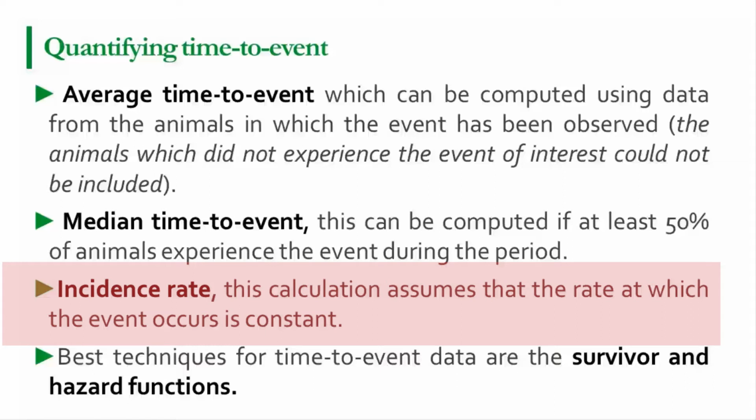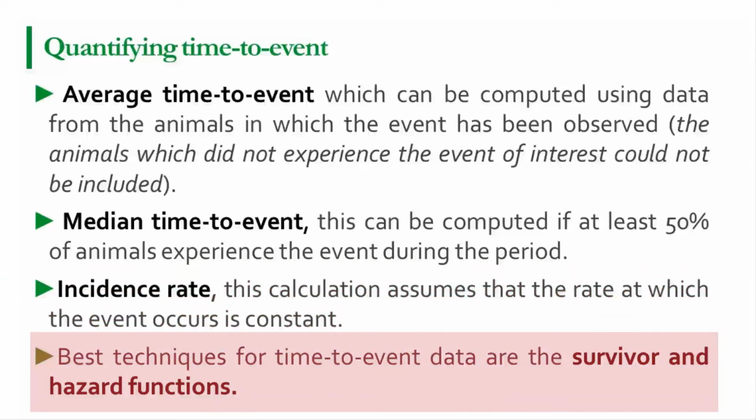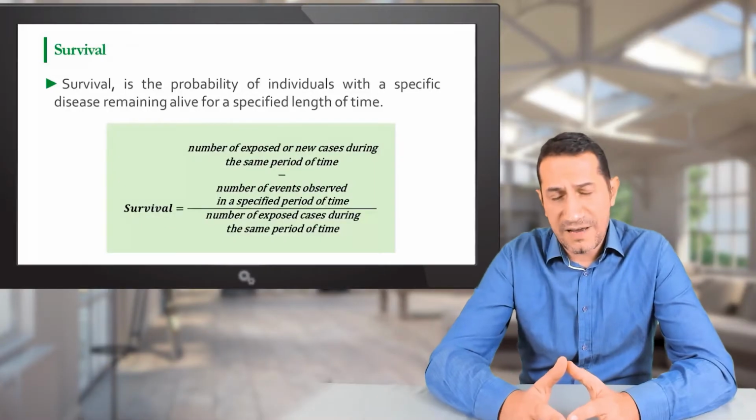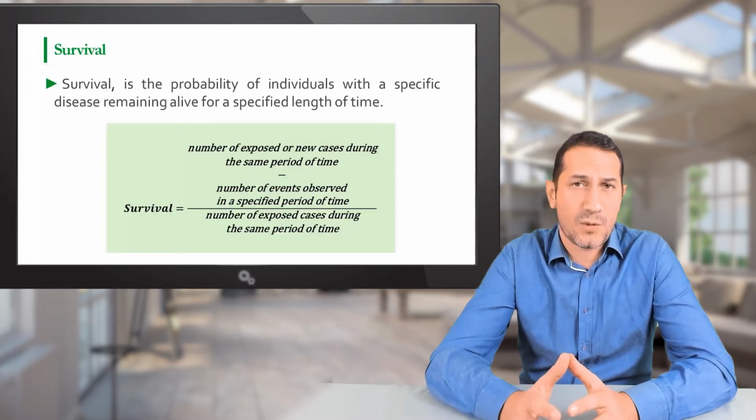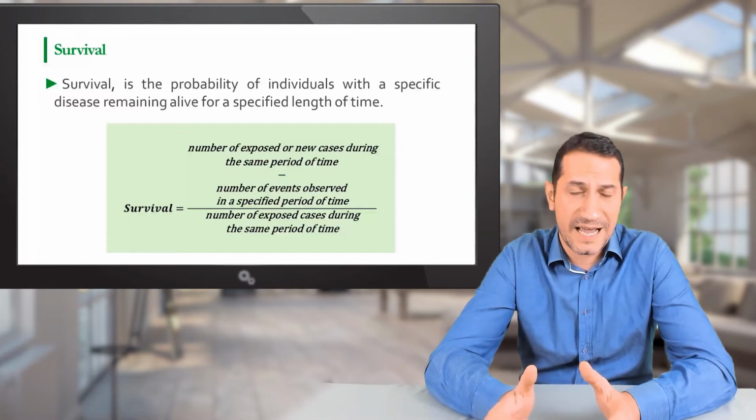Then another way would be to use the incidence rate. The incidence rate assumes that the rate is constant over time, but that's not the case in reality because rates change due to different factors. The best methods to quantify time to event are the survivor and the hazard function. The survival is the probability of individuals with a specific disease or event of interest remaining alive for a specified length of time.